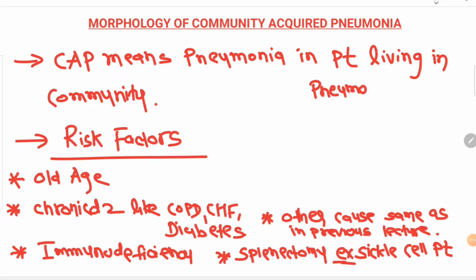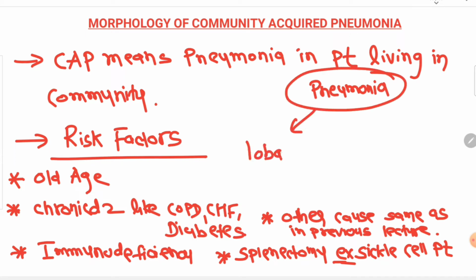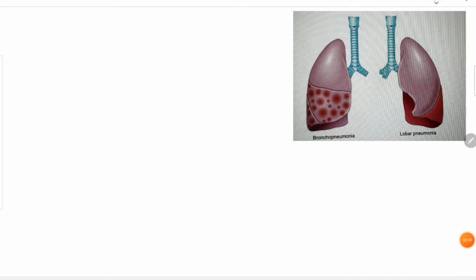Now friends, community acquired pneumonia is basically divided into lobar pneumonia or bronchopneumonia. That is the classification according to the anatomical region involved. So let's begin with what is lobar pneumonia and what do we mean by bronchopneumonia.